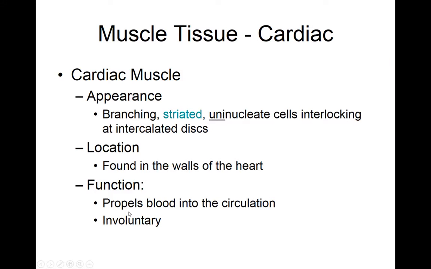Now cardiac muscle is a little different. This is something that we find in the heart. The muscle cells have some branching in them. So they're still long, but they have a little bit of branching that takes place. Okay? They are uninucleate, so it means that for this one big cell, there's only going to be one nucleus.